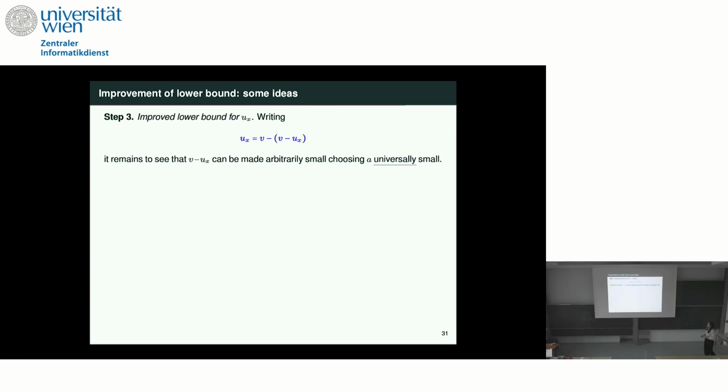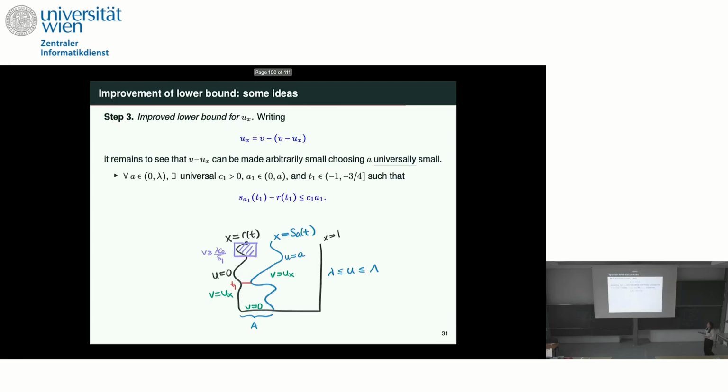And so this is just a picture. The key step is to prove something like this, okay? That you can quantify universally how close this is, and it's enough to find a time for which this is true. Okay, so this is something that we show, and once you have that, again, you can use one of these global barriers to prove that V minus u_x is as small as you want, choosing A universally small. Okay, this is roughly the idea. I don't want to get into too many details. Okay, so that would prove the non-degeneracy.